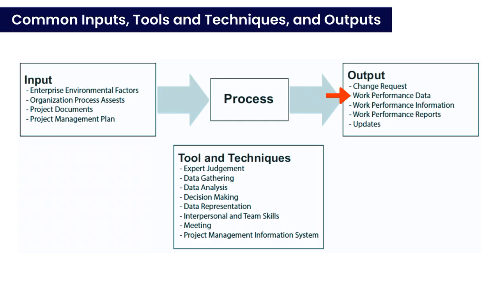Let's move on to the next common output, that is work performance data. Work performance data represents raw, unprocessed data regarding the work that has been completed. It simply provides the status of the work but lacks any analysis. By itself, work performance data is not particularly useful. It typically comes from the execution processes.